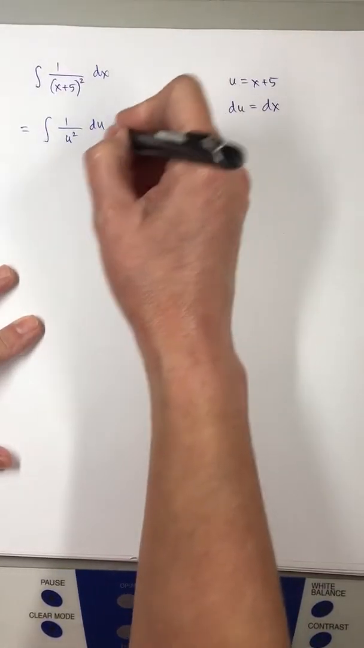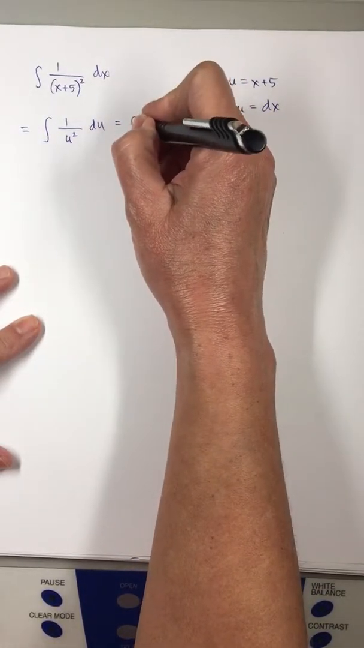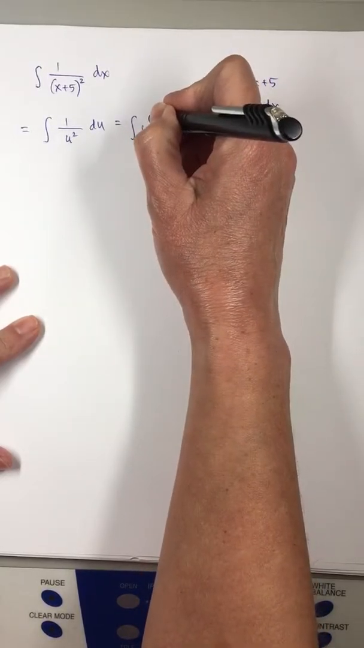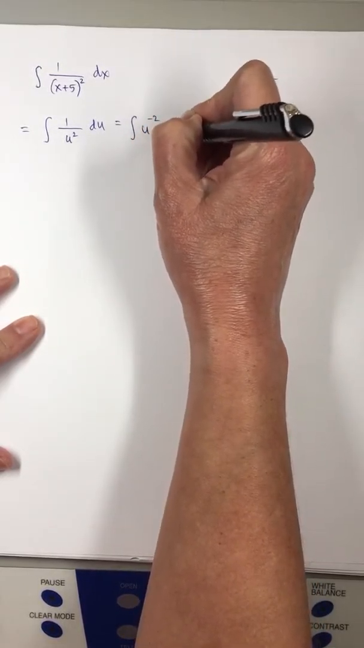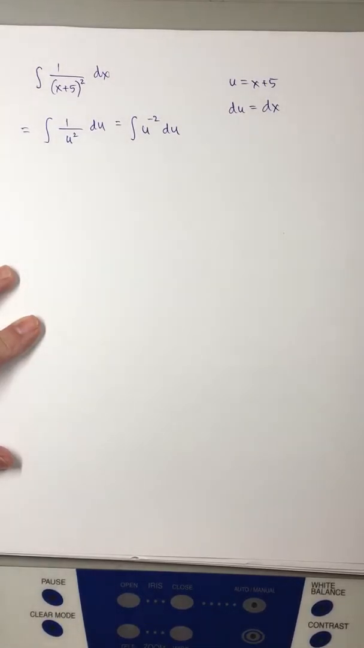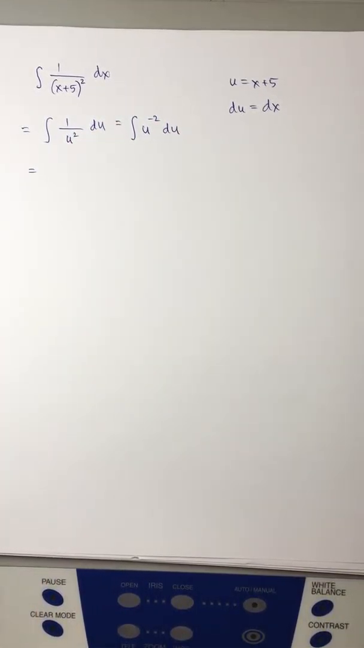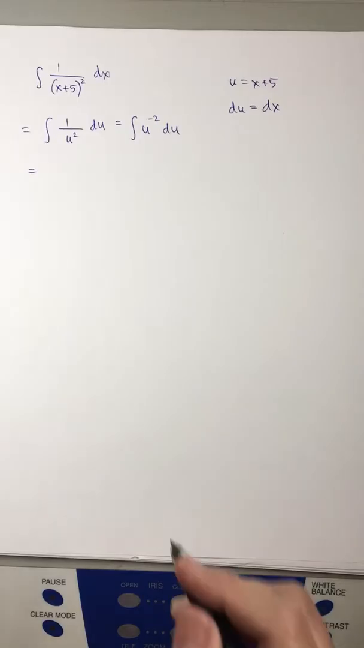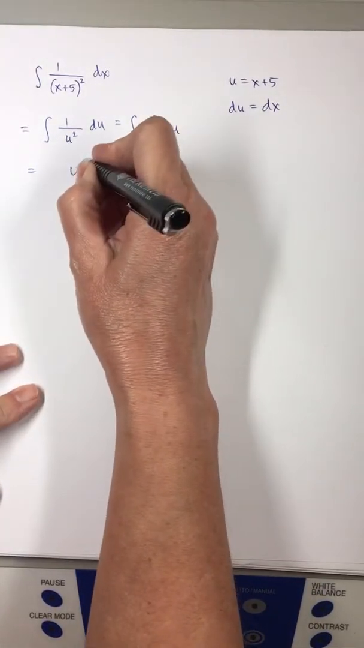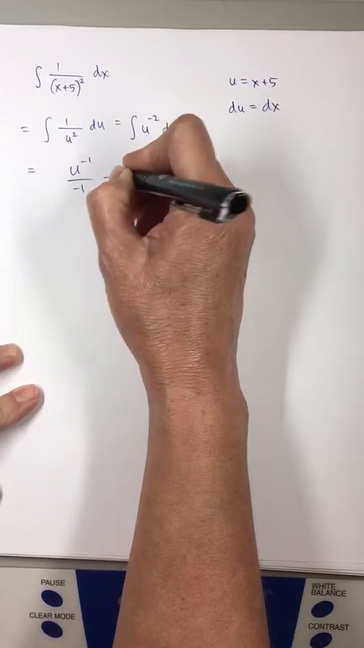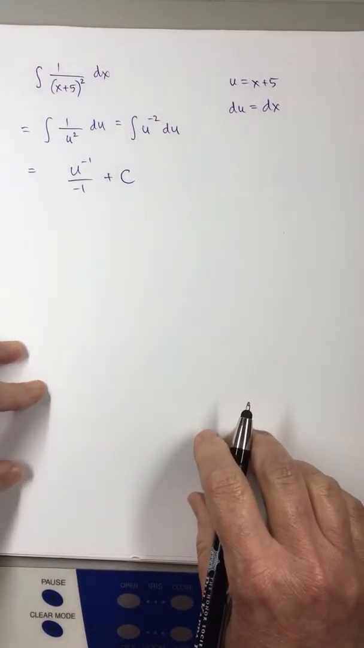I like to show this step. I know some of you are much more comfortable thinking about this than I am. I like to see u to the minus 2. That's just my personal preference. And then for the antiderivative, you add 1 to the negative 2, and then divide by the higher exponent, the negative 1. So this will be u to the minus 1 over negative 1 plus c.